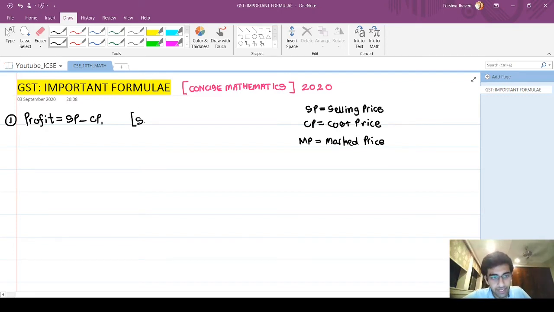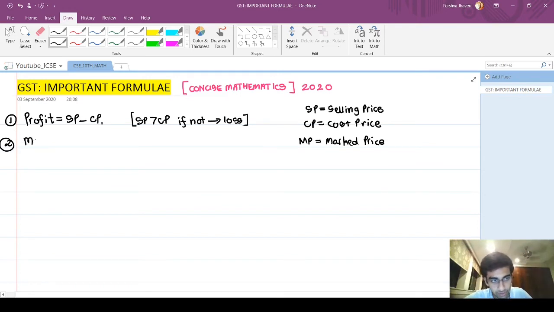Obviously, if somebody is making a profit, the SP has to be greater than CP. If not, they are making a loss. Negative profit is nothing but loss. Don't try to overthink that. Negative profit is nothing but loss.